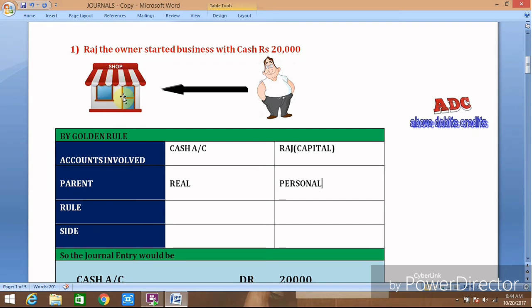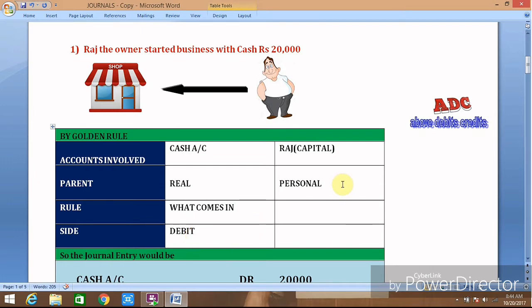If we see what this shop is actually doing, it is taking cash. So cash of rupees 20,000 is coming into this business, right? And if we go by the golden rule, what comes in goes to which side? Yes, it goes to the debit side. So the real account rule says what comes in is debited and what goes out is credited.